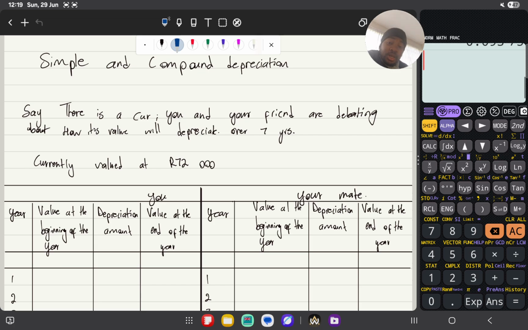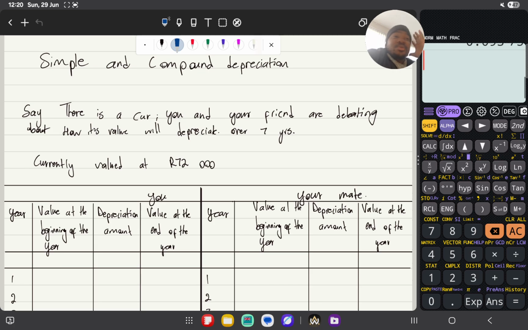There are two kinds of them, simple and compound. Now we're still talking about simple. Simple interest is simple decay or simple depreciation. It is also called straight line depreciation, right? Here the depreciation happens at the end of the year, of course, and the amount of depreciation is exactly the same throughout the years.